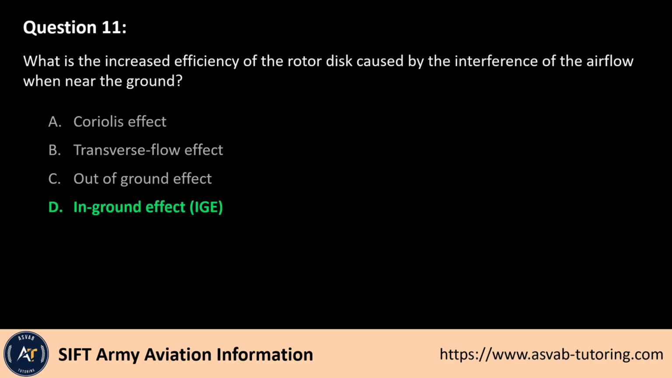The answer is D. The increased efficiency of the rotor disc caused by the interference of airflow when near the ground is known as in-ground effect, IGE. This phenomenon occurs when a helicopter operates close to the ground, resulting in reduced induced drag and increased lift due to the ground's influence on the rotor's downwash. It allows helicopters to achieve better performance during takeoff and landing. The other options do not accurately describe this effect.